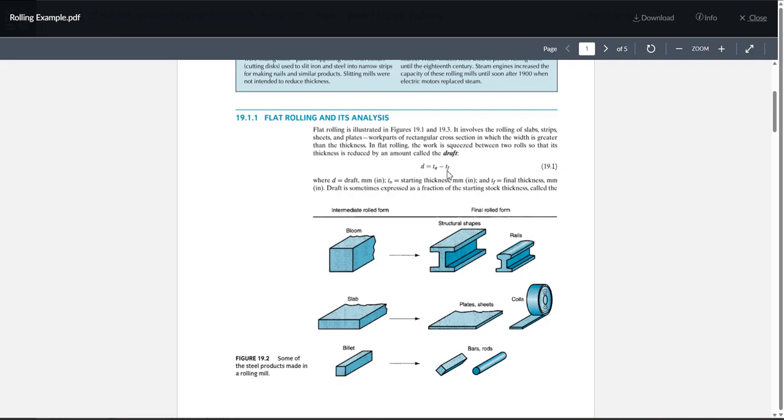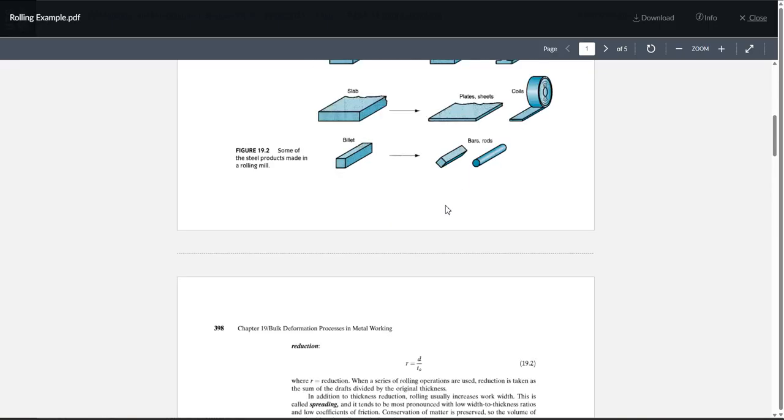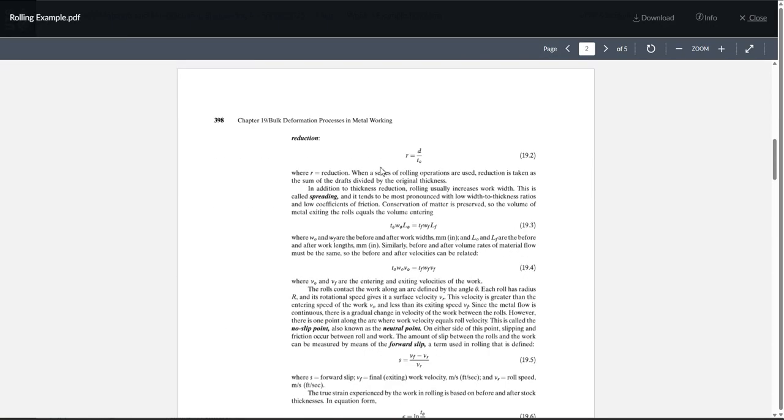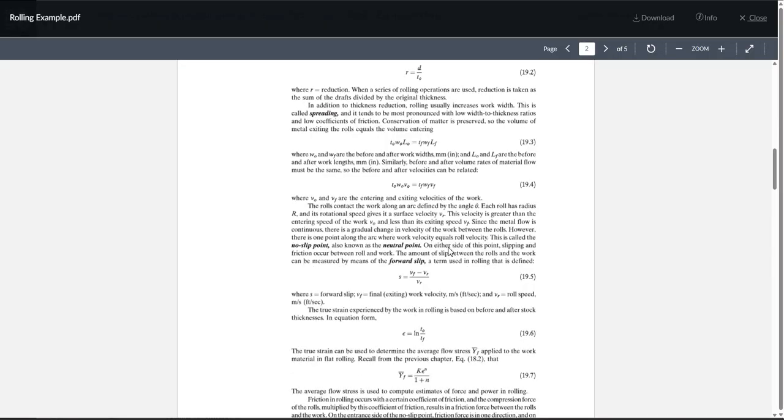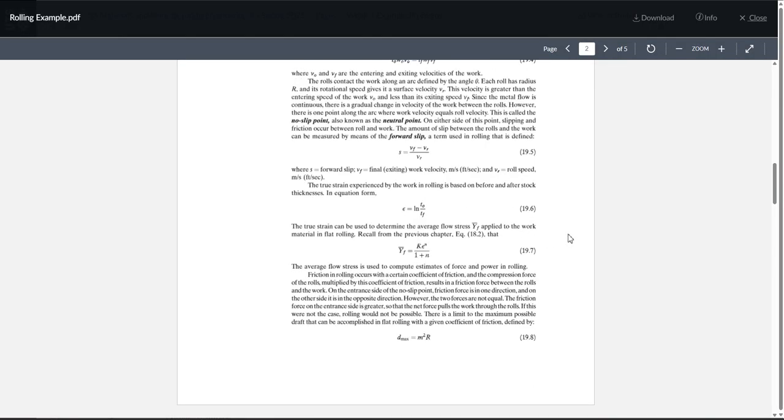Now we're going to continue with that. Let's see what other calculation we can have here. The reduction ratio is going to be the draft divided by the initial thickness. Now, away from all the equations we're going to have here, the strain is going to be equal to the length of the initial thickness over the final thickness, 19.6. You can write that down on your paper.